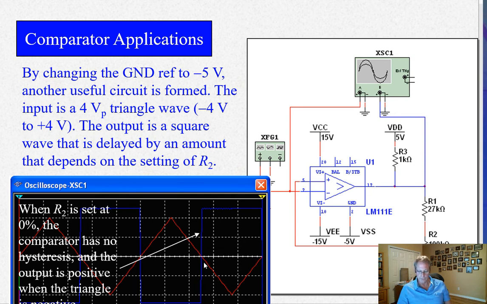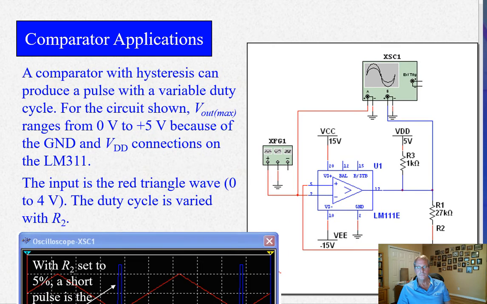Whereas before, we had a ground reference here on the LM311 or LM111. So this square wave, you see, was all above 0 volts.